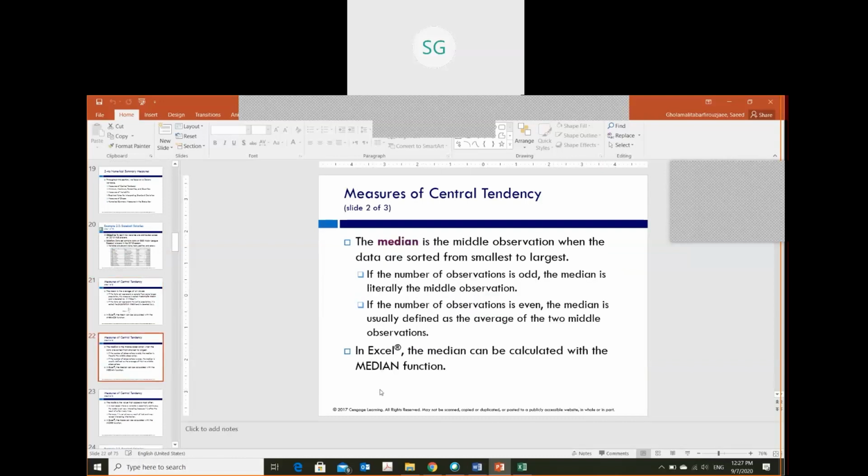For median, which is the middle observation when we sort data from smallest to largest, we use the median function in Excel. So if the number of observations is odd, median is literally the middle observation, and if the number of observations is even, the median is defined as the average of the two middle observations.